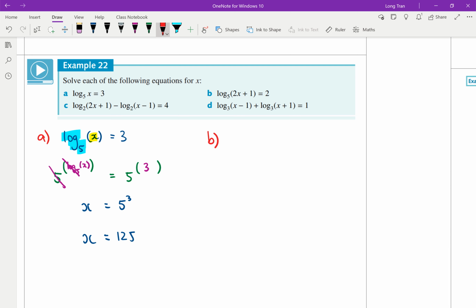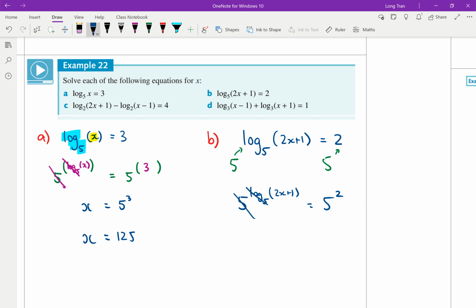So I've got log base 5 of (2x plus 1) is equal to 2. So I do the same thing. I'm going to do 5 to the power of the left-hand side, and I'm going to do 5 to the power of the right-hand side. So what this does is I now essentially have 5 to the power of log base 5 of (2x plus 1) is equal to 5 to the power of 2. Okay? The 5s cancel out, and then you end up with 2x plus 1 is equal to 25.